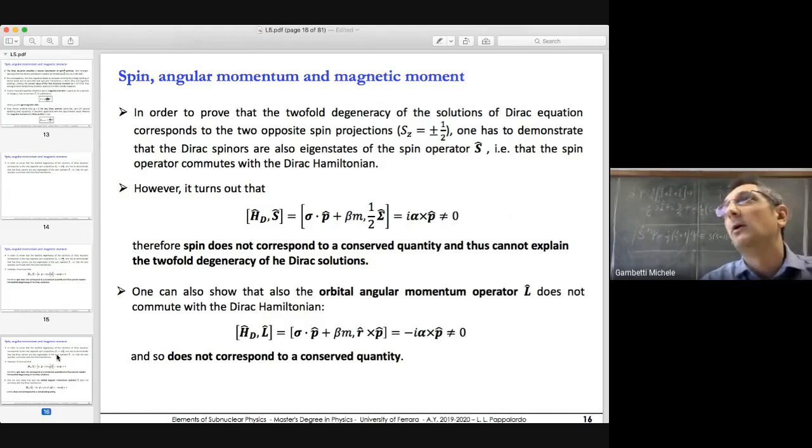What about the orbital angular momentum? The orbital angular momentum L also does not commute with the Dirac Hamiltonian. If you calculate again, I don't care about the algebra to show this, you can find it in textbooks. But the important point is that also L, the orbital angular momentum, does not commute with the Dirac Hamiltonian. So again, you see something different than 0 here. So also the orbital angular momentum does not correspond to a conserved quantity.